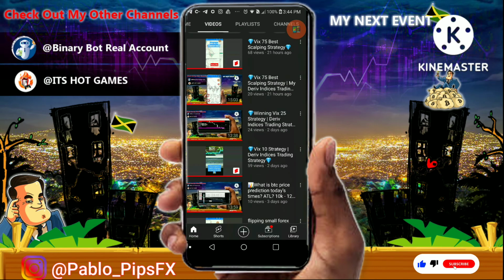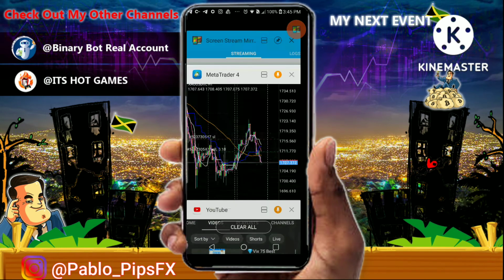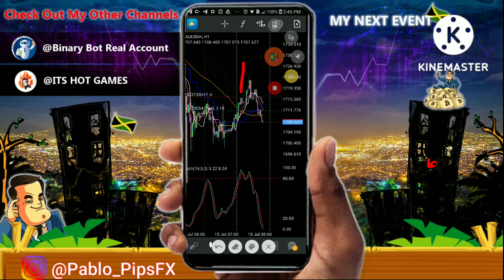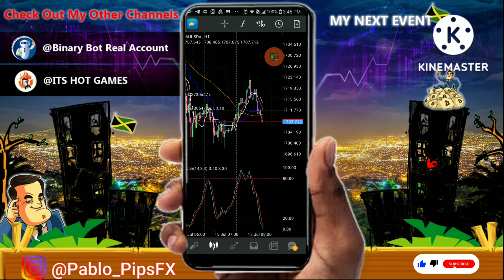Alright, guys. So jumping into this strategy, we're going to go to our MetaTrader 4 mobile. Right now we are on the 1 hour chart. As you can see, I got my stop loss set up right here, and my entry was right here. I'm on this line right here. Alright, so far so good. We're floating in a bit of profits.